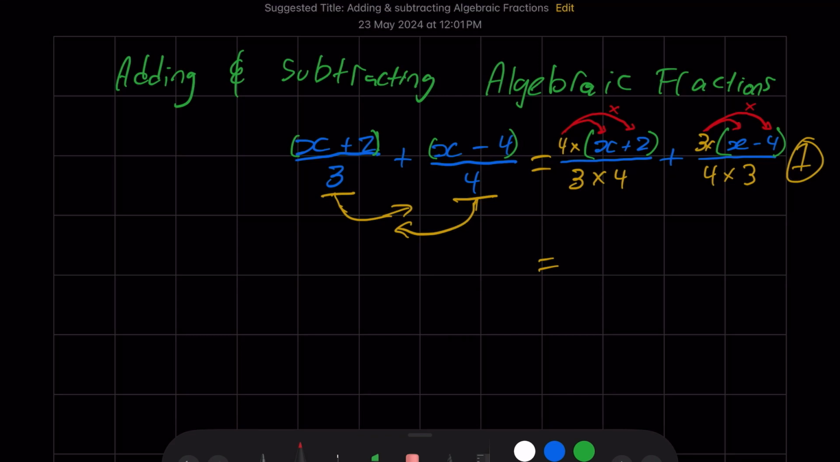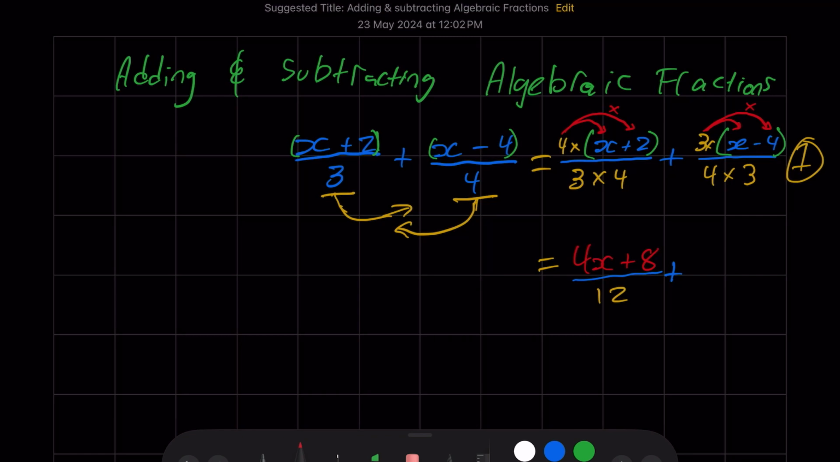4 times x is equal to 4x. 4 times 2 is equal to 8. This is over 3 times 4, which is 12. There is a plus here, so I'm going to continue that.